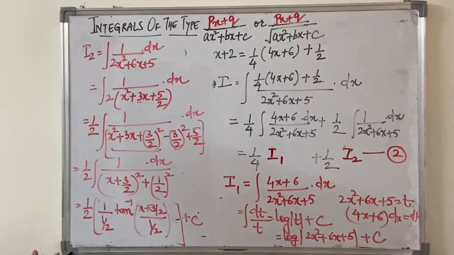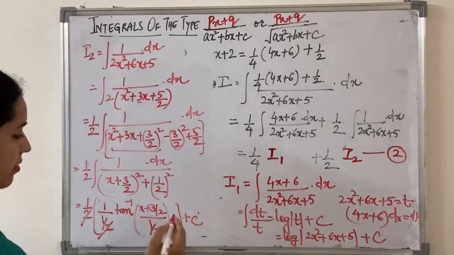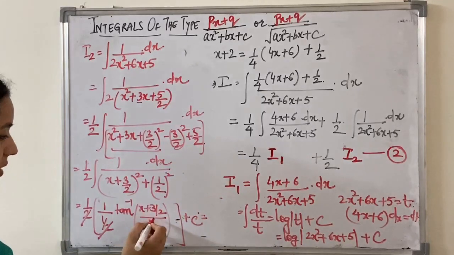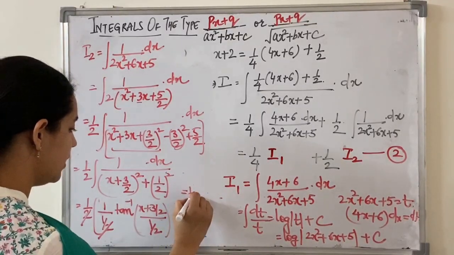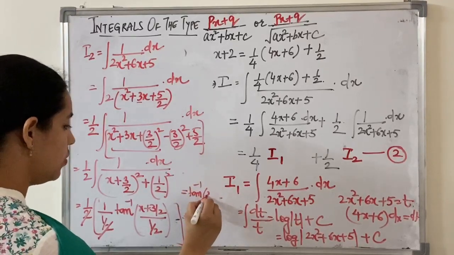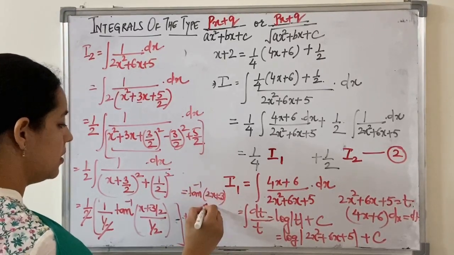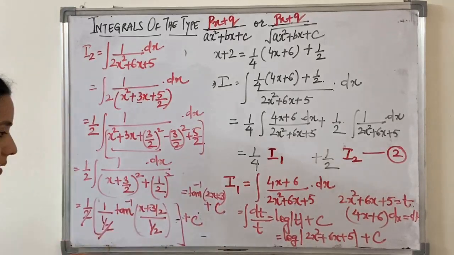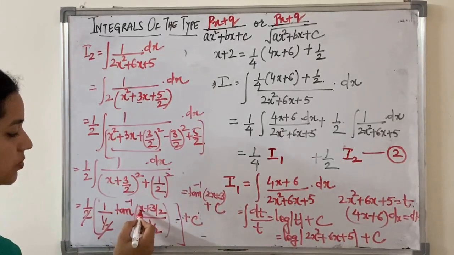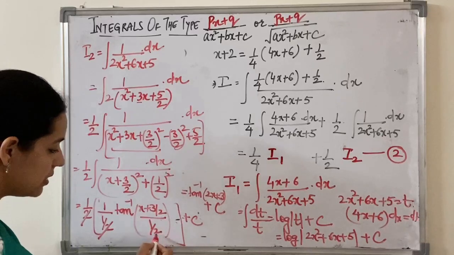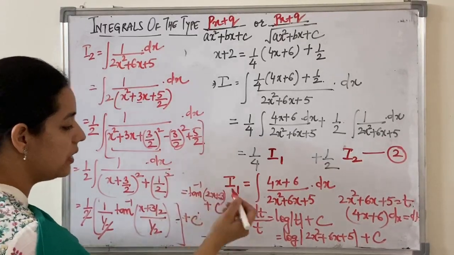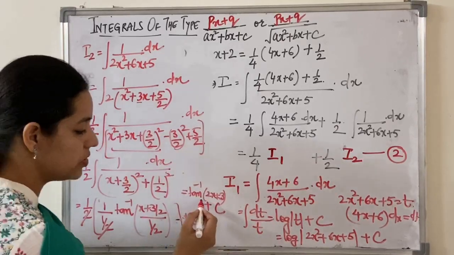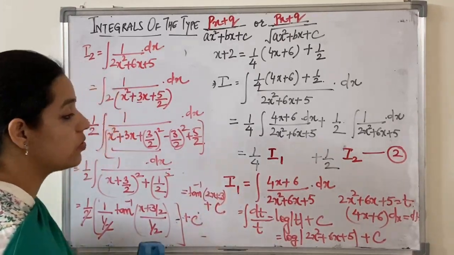Further we can solve this one. This 2 goes with 2. Here you can cancel out, and after taking the LCM in the numerator inside tan inverse, we will get it equals to tan inverse 2x plus 3 plus the constant of integration c. Here you can see, after taking the LCM, 2x plus 3 divided by 2, and this 2 goes in the numerator, this 2 in the denominator, and they will cancel out to give you tan inverse of 2x plus 3 plus the constant c.